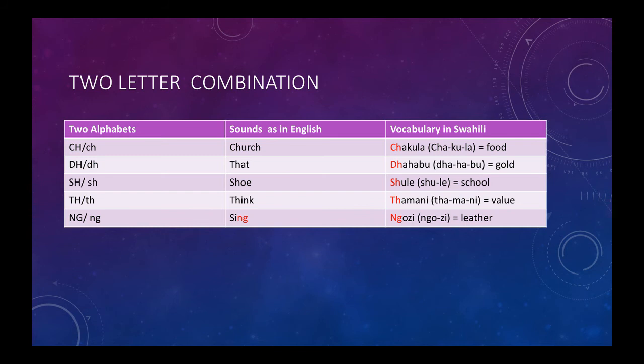The second row, DH as in that in English, and Swahili, dhahabu. Dhahabu means gold. SH sound as in shoe. Shule. Shule means school. TH as in think. Thamani. Thamani means value. NG as in sing. Ngozi, leather. Ngozi.